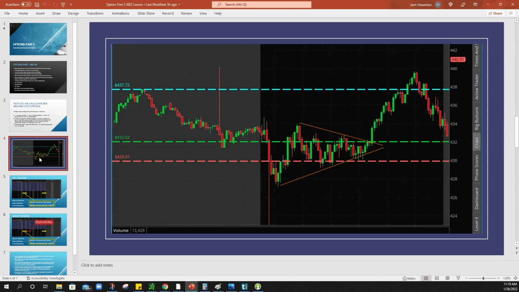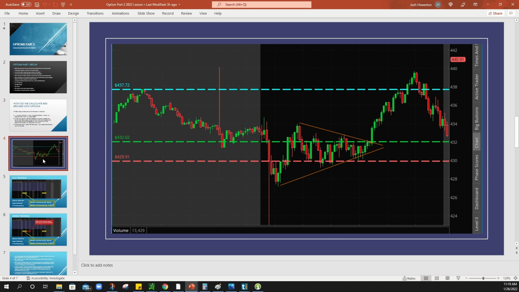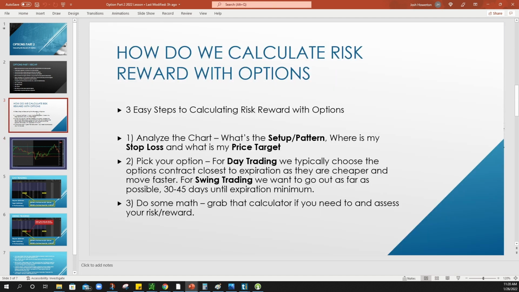Right, moving on. Here's an example of how we analyze the chart: the setup, the pattern, the entry, the stop loss, the price target. Okay? Step number one, look at the chart. What's the pattern? Well, it looks like we have a little bit of a wedge, right? We have a nice wedge formation, a nice symmetrical triangle formation. We have a squeeze formation, okay?